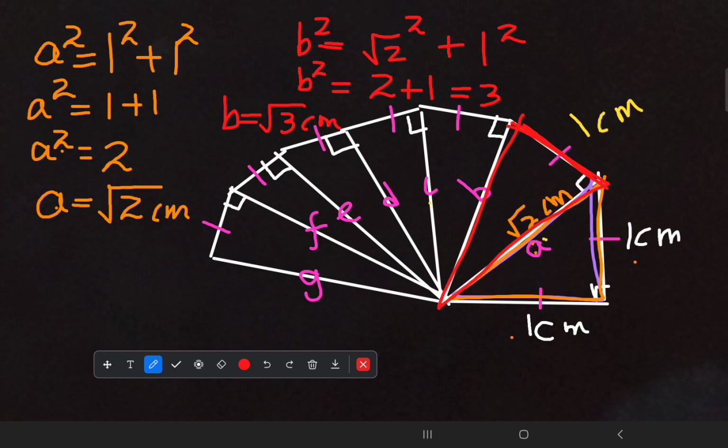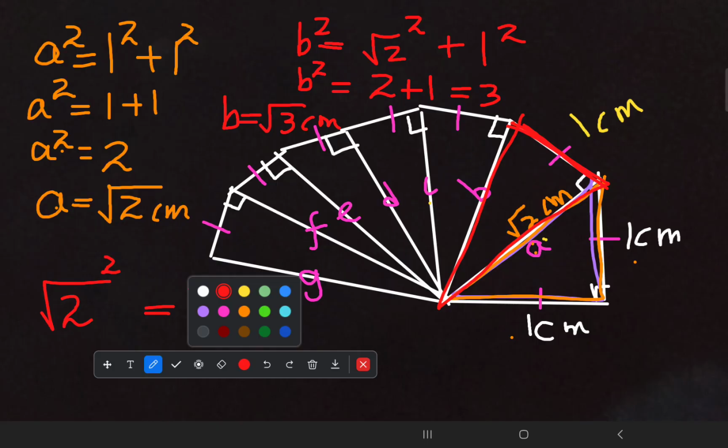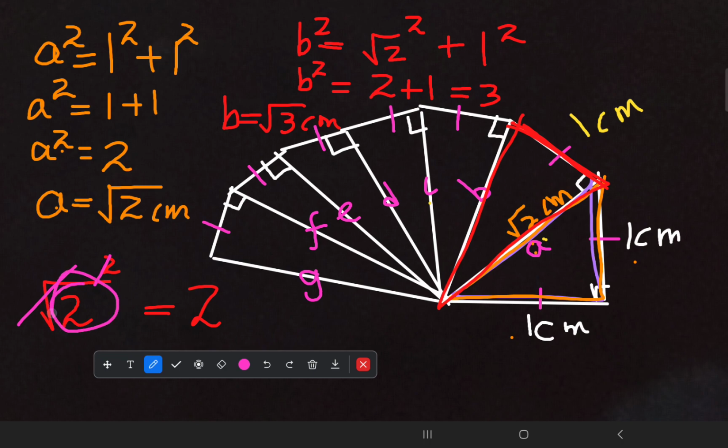Just look at this red color triangle. The adjacent side is square root of 2 centimeters. The opposite side is 1 centimeter. Both of their squares equal the hypotenuse square. So, B square equals square root of 2 squared plus 1 squared. For particular numbers, the square root squared should be the exact same number, because square root and square will give you the exact same number.